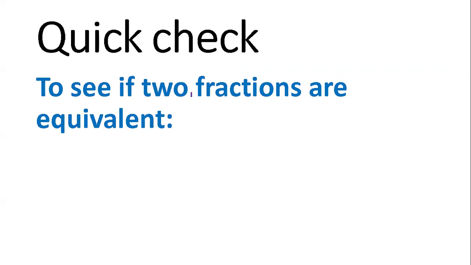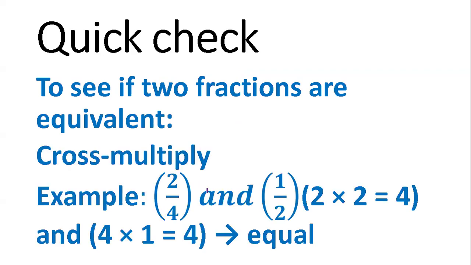Next, quick check. How do we quickly check equivalent fractions? To see if two fractions are equivalent, cross multiply. Example, 2 by 4 and 1 by 2 are equivalent. Just cross multiply: 2 into 2 is 4. Next, 1 into 4 is 4. Therefore, the value is same, both are equivalent fractions. This is the quick check.